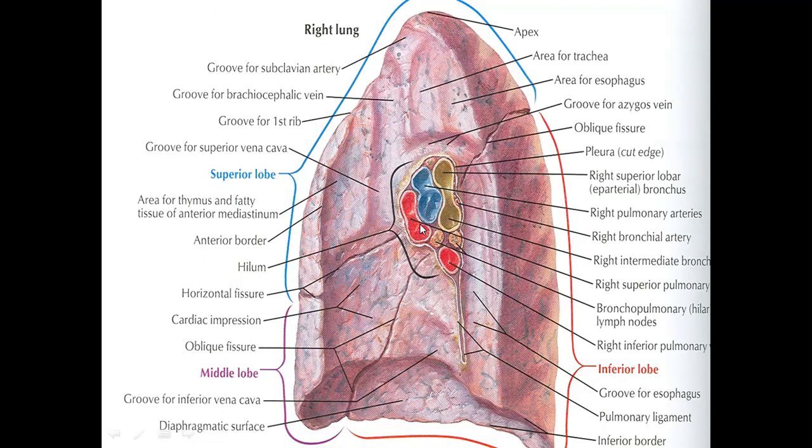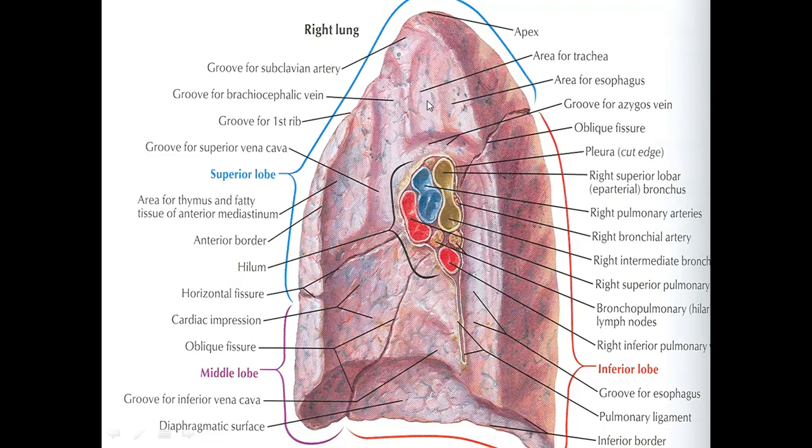Right? So something is different on the right side, and something you get different relation-wise on the left side. Apart from that, in this picture we can observe the mediastinal surface of the right lung. So various impressions you can see here, and they are very important. These impressions are due to the structures running through the mediastinum between the two lungs. So what are these impressions?